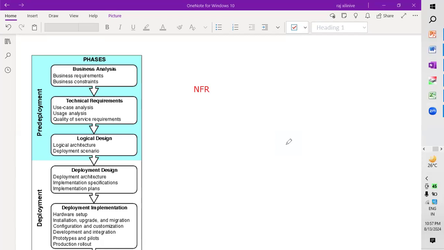Performance, everything will be taken into consideration. So by taking that, being a solution architect, we need to develop the solution design. Prior to that, we need to understand the logical design, logical architecture, and also develop the deployment scenario. Do remember, deployment is not something done by the solution architect. There will be a separate deployment team.